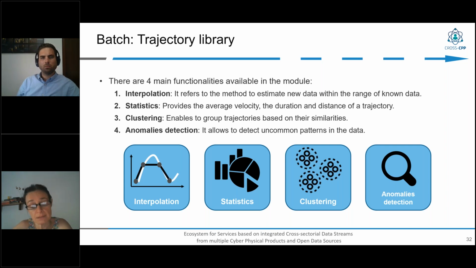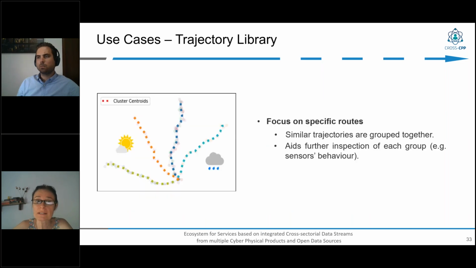And then we can cluster trajectories. This is also very interesting to be able to find clusters, for example, of vehicles that are doing similar trajectories. And then we also have the functionalities to be able to detect uncommon patterns in the data, which is the anomalies detection. Okay, so in the trajectory library, this is mainly focused on GPS data, and then we can, for example, find similar trajectories that are grouped together.